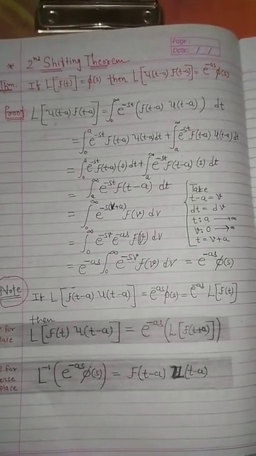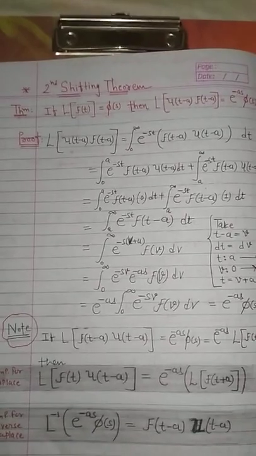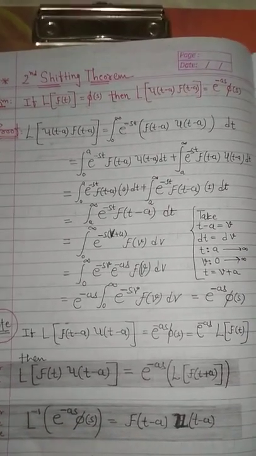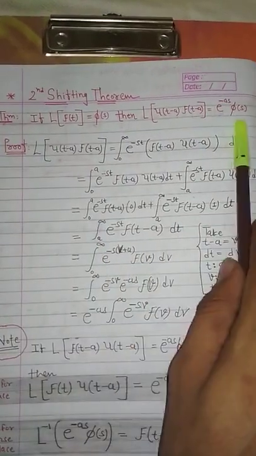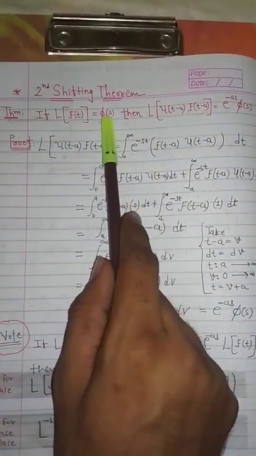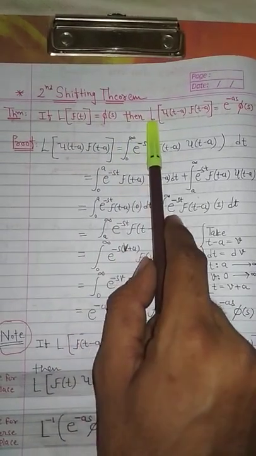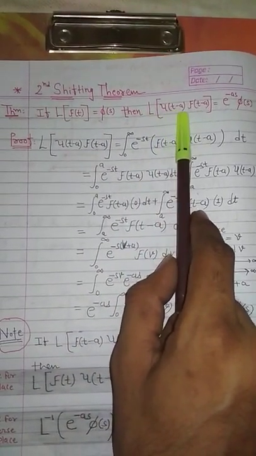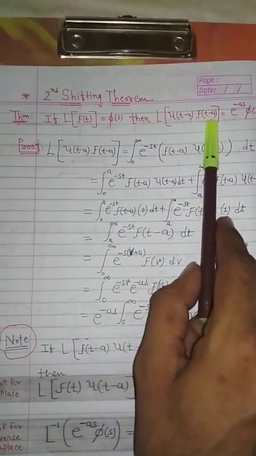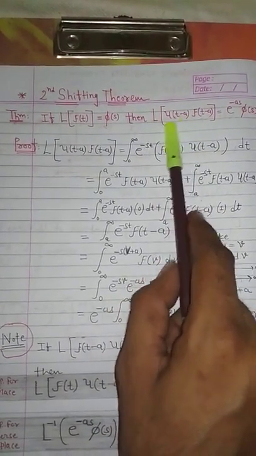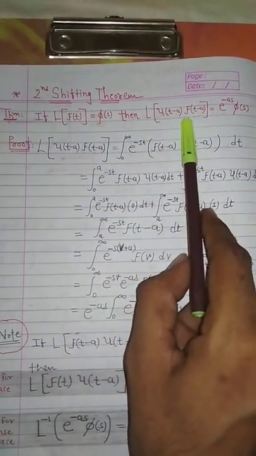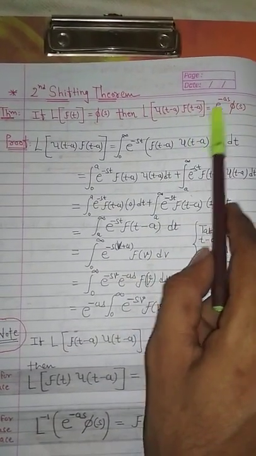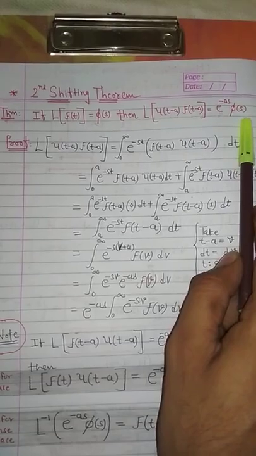Now let us see the unit step function's second shifting theorem. What is the second shifting theorem? This is the statement: if Laplace of f of t is phi of s, then Laplace of u of t minus a into f of t minus a is equal to e raised to minus as into phi of s. Here we are not taking f of t, but f of t minus a.